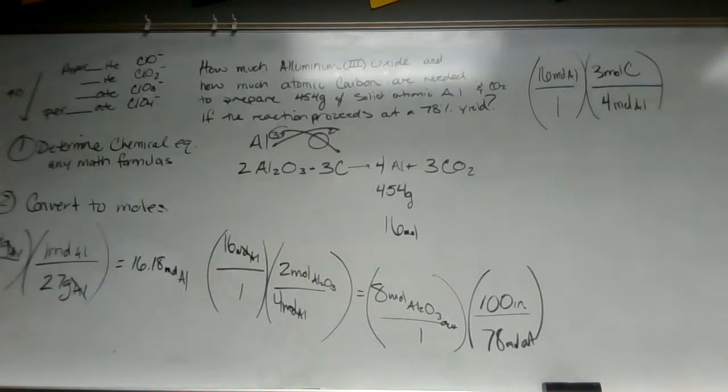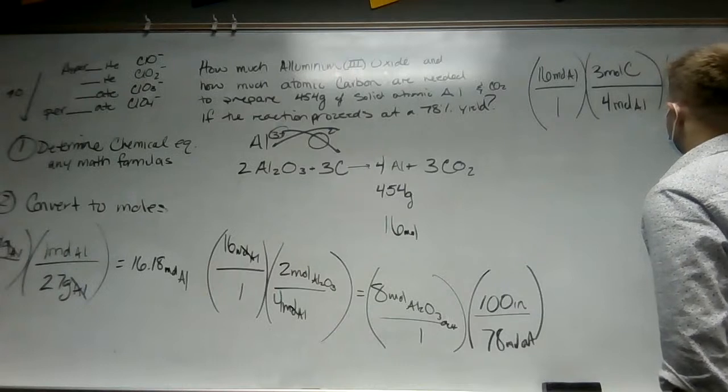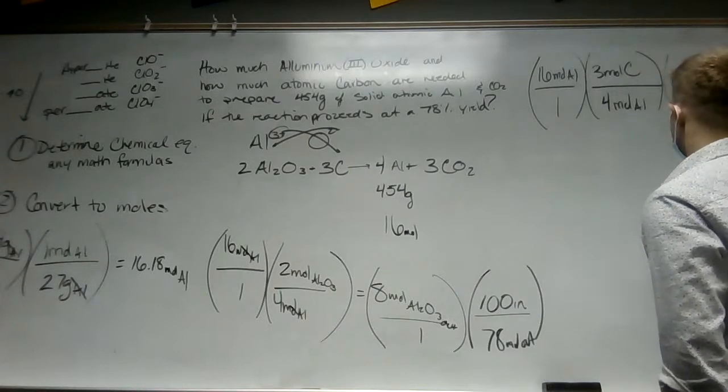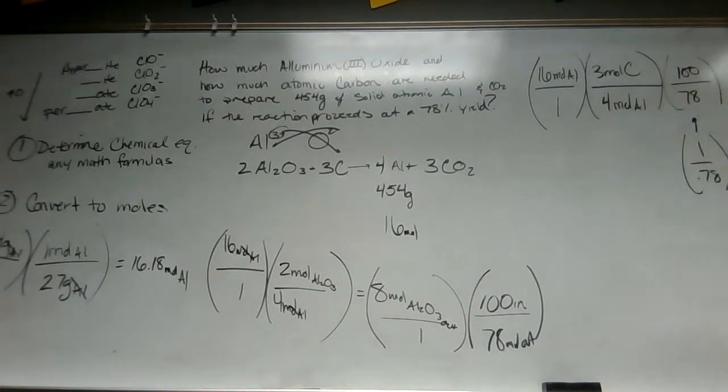If we do that, we would get 12 moles. But remember, you have to account for the 78% yield. And we multiply this times 1 over 0.78 or 100 over 78, whichever way you want to think of it. Divide by that percent yield. And we're going to get, yeah, I got like 16.15 moles of carbon.